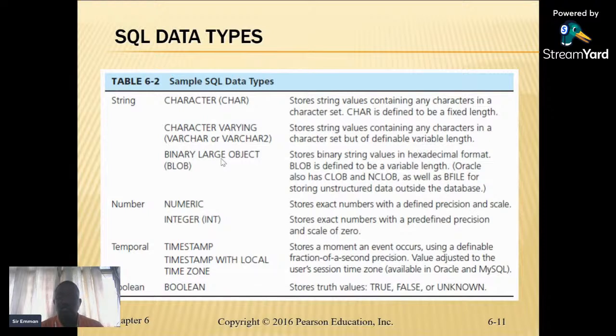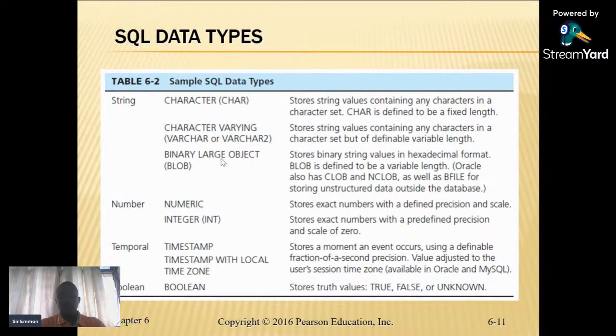It stores binary string values in hexadecimal format. So BLOB is defined to be variable length, and this is mostly in Oracle. We also have CLOB, and then the NCLOB, as well as the BFILE for storing unstructured data outside the database. Then we have numeric data, which we usually store as integer, denoted by INT.